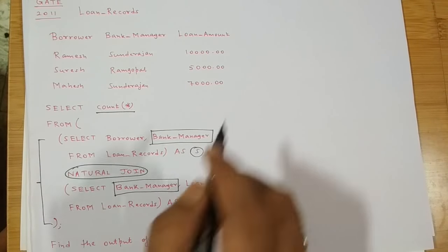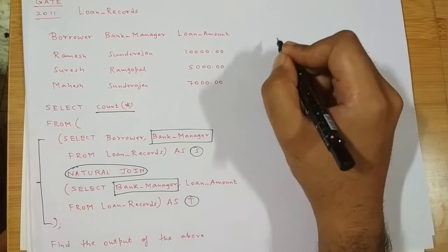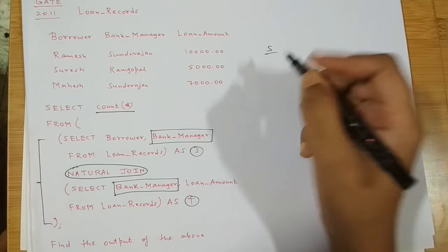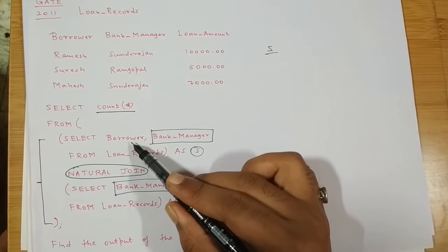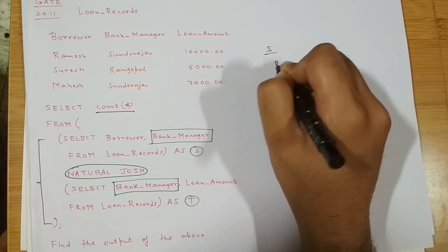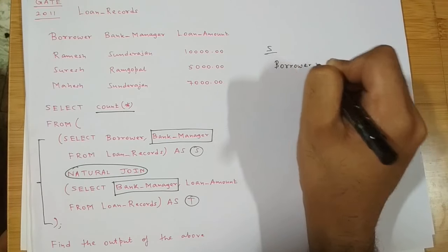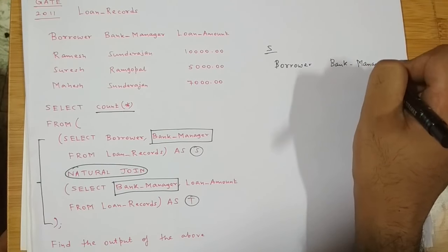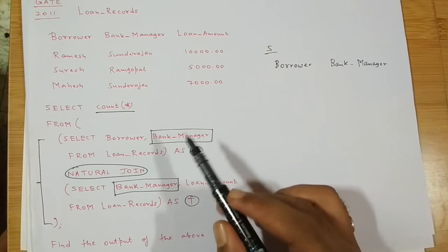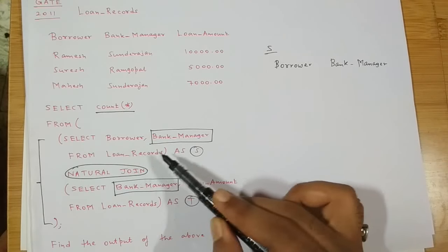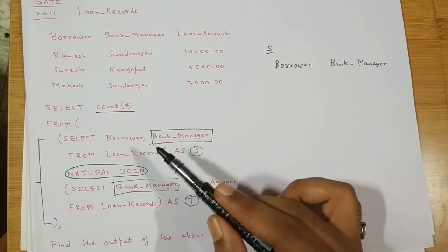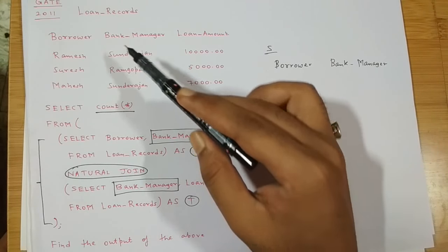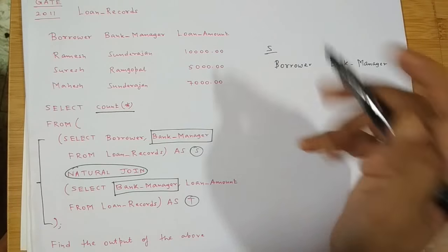Let's find the value of S first. We have to examine the instance given to us. In S, we will have two attributes, borrower and bank underscore manager. They've said to select borrower, bank manager from loan records, so no other condition is attached to it. We'll simply fetch the rows, but only the values for borrower and bank manager will be present.